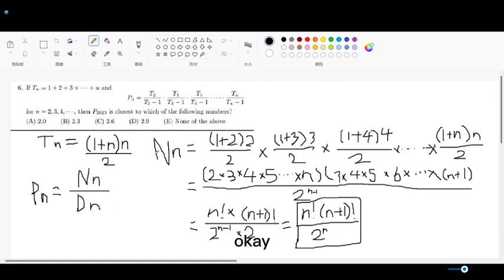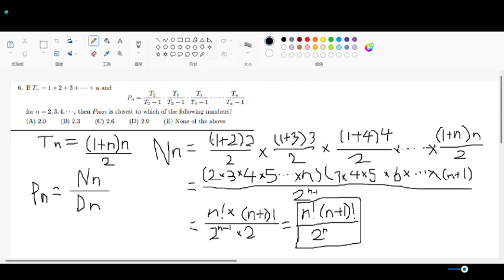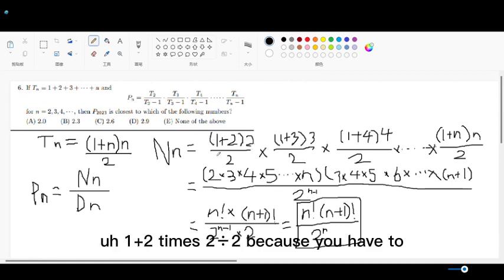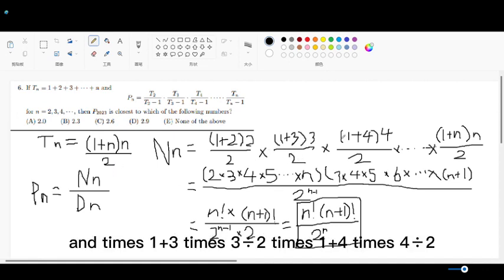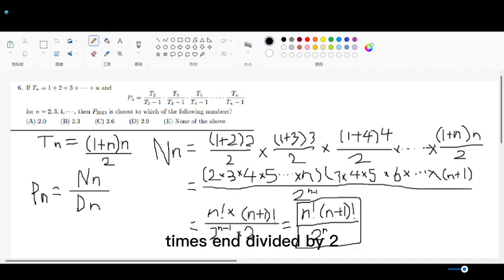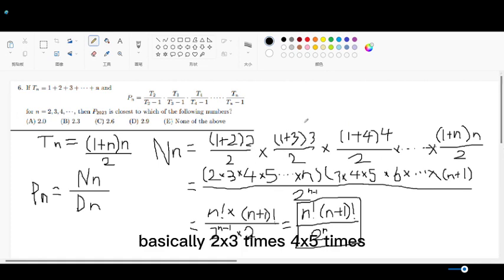Okay, so N of n equals (1 plus 2 times 2) divided by 2, because we already defined t of n here, times (1 plus 3 times 3) divided by 2, times (1 plus 4 times 4) divided by 2, times all the way to (1 plus n times n) divided by 2. And then let's take a look at the number on the right. We see it goes from 2, 3, 4, all the way to n. So it's basically 2 times 3 times 4 times 5 times 6 times 7 and all the way to n.